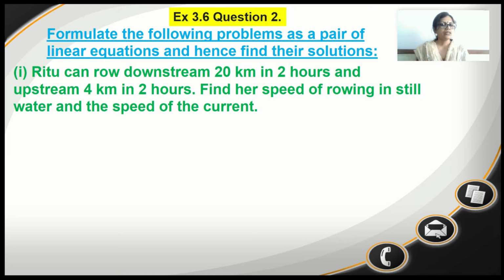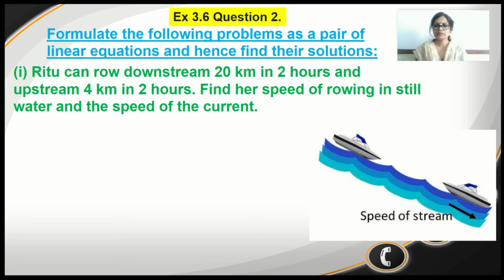So the question is, Ritu can row downstream 20 km in 2 hours and upstream 4 km in 2 hours. Find her speed of rowing in still water and the speed of the current. Speed of the current means speed of the flowing water. Let's understand the sum with the help of the diagram, children.